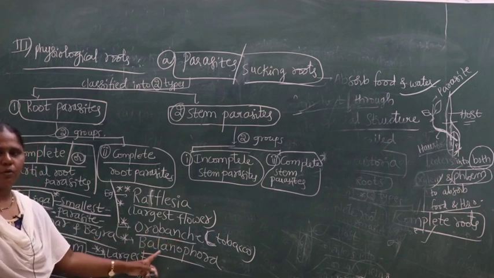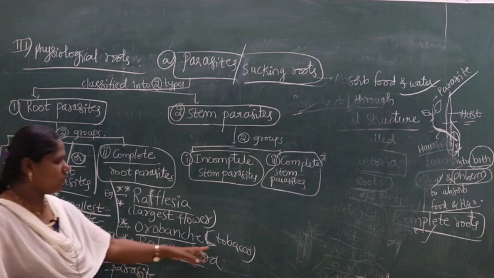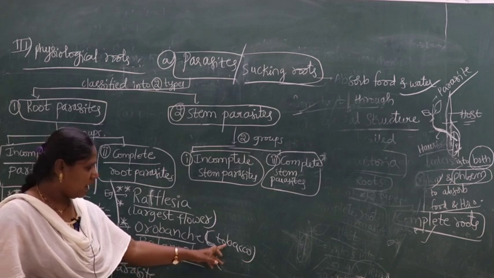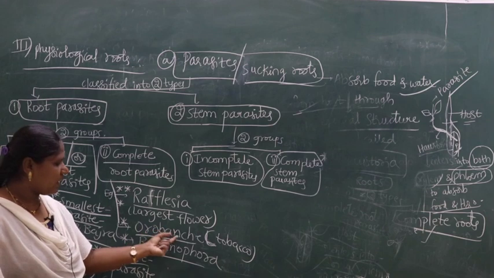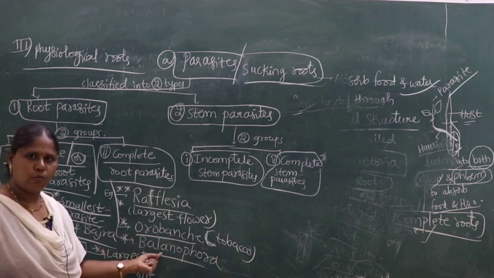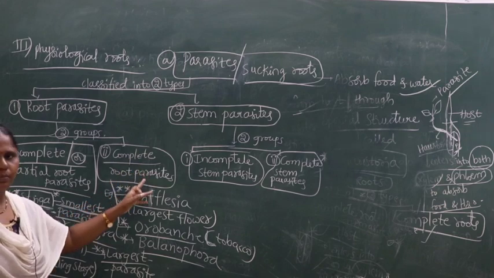Orobanche and Balanophora. Sometimes you will get the question: which is the root parasite on tobacco plant? On the tobacco plant, which parasite can you see? That is Orobanche. Similarly Balanophora. Right, these three are examples for complete root parasites.